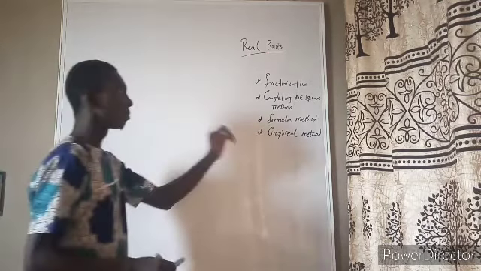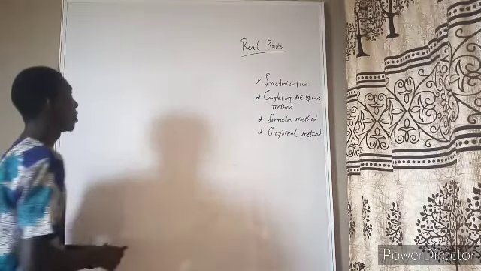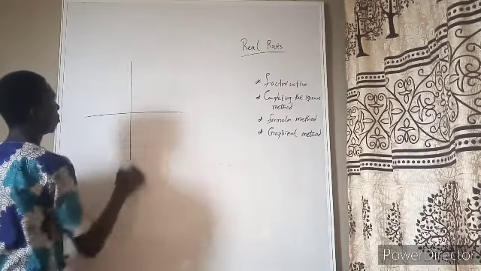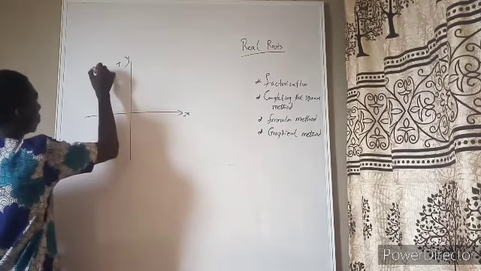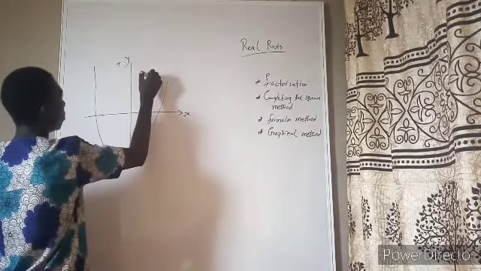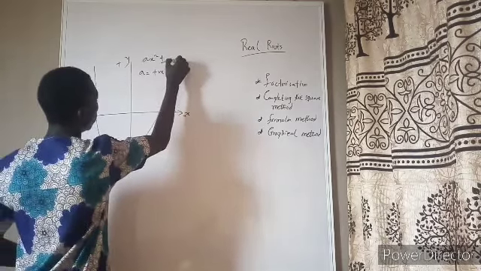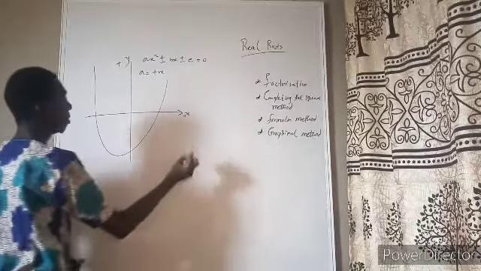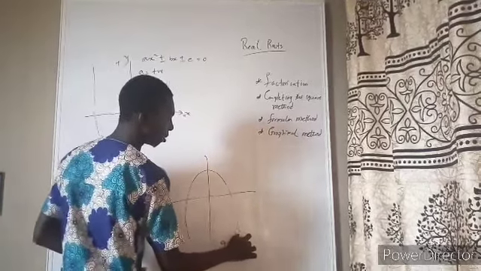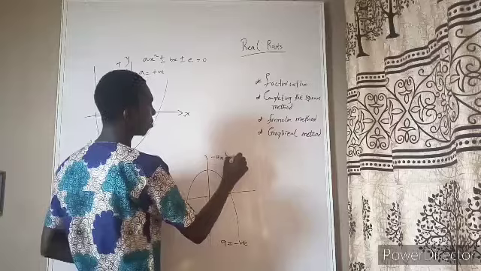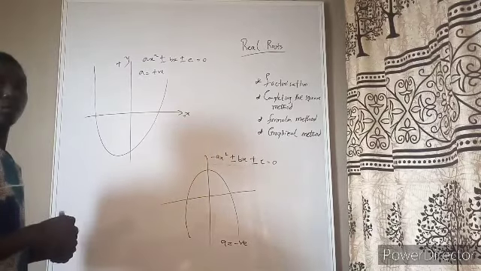Now the point is this: in the graphical method, you'll be told some things. This is your y-axis and this is your positive x-axis, right? When your graph is like this, then your a is positive, and you'll have ax squared plus or minus bx plus or minus c. And sometimes when it is like this, your a will become negative, and you'll have minus ax squared plus or minus bx plus or minus c equals 0.